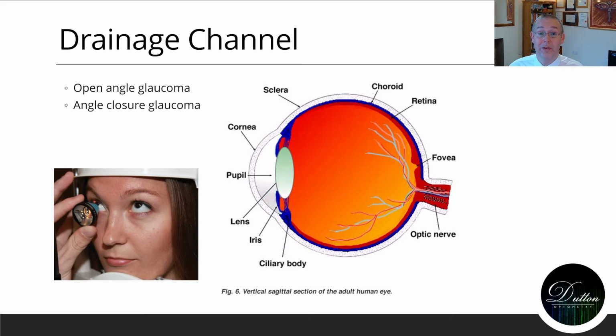We also carefully check the drainage channels themselves using a special lens called a gonio lens, which you can see here. And we're actually looking at the drains which are in this part of the eye near the front here. This helps us to decide if you have a type of open angle glaucoma, where the drains are wide open, or a type of angle closure or narrow angle glaucoma, where the drains are more narrow.